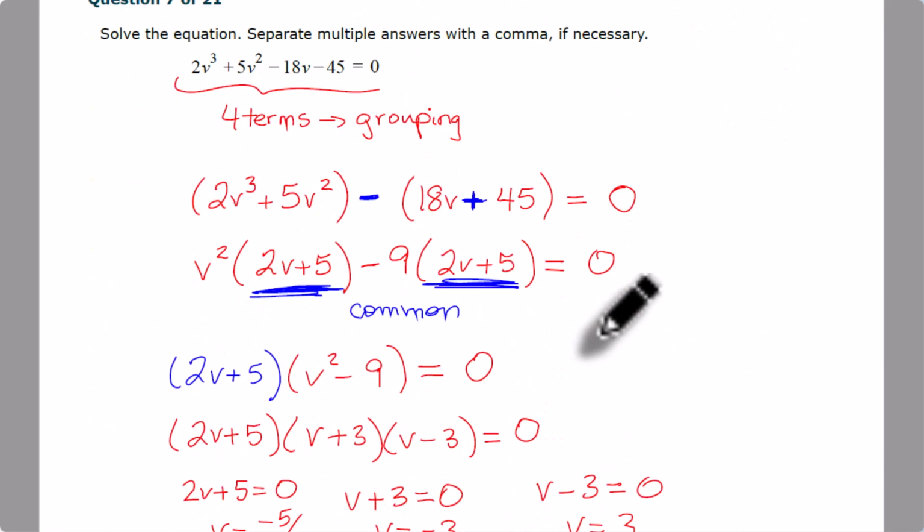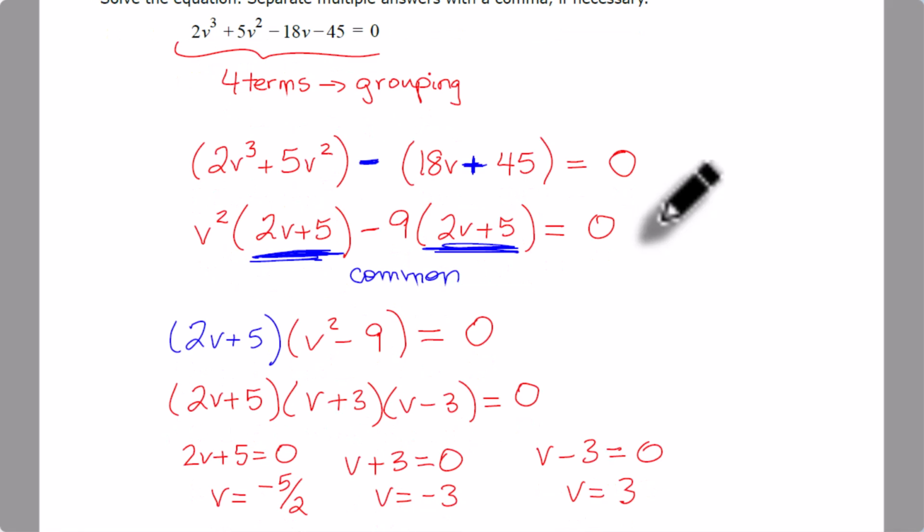All right, question 7. Question 7, I see it has 4 terms. 1, 2, 3, 4. And whenever it has 4 terms, I automatically know I've got to group it. All right, now when I'm looking at this, I see there's this problem thing right there in the middle.